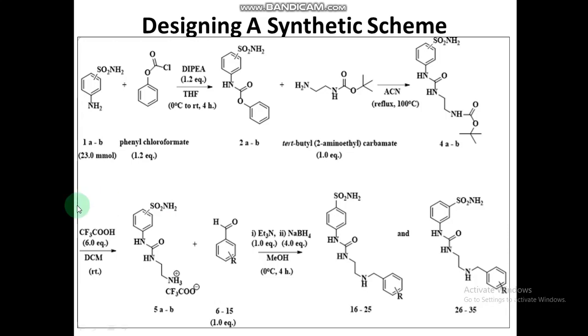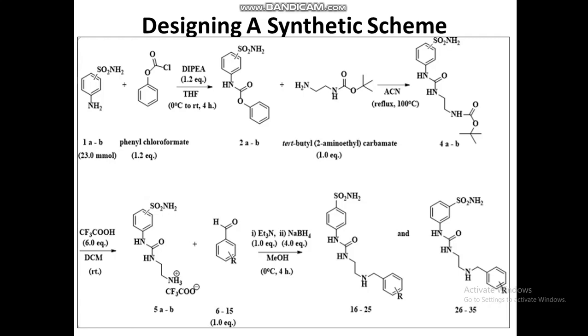It is based on different reactions, taking a precursor, which is sulfanilamide or metanilamide. If the sulfonamide group is at the para position, then it is sulfanilamide, and if it is at the meta position, then it is metanilamide.